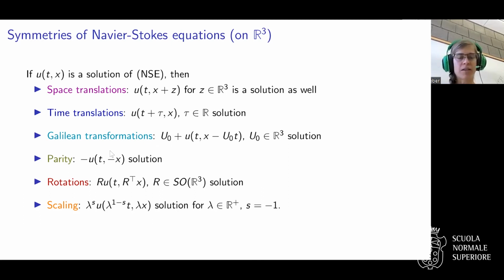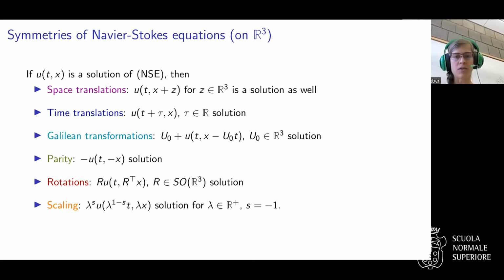Furthermore, you can reflect the solution in space. You can do rotations with matrices R in SO3. This one doesn't really work on the torus. And you can rescale the solution for some lambda in R, and S equal to -1. This will again be a solution. However, this is all formal calculations.